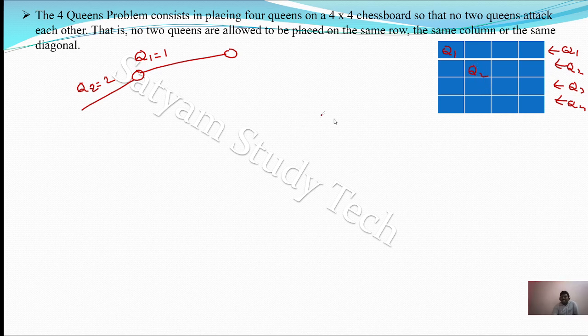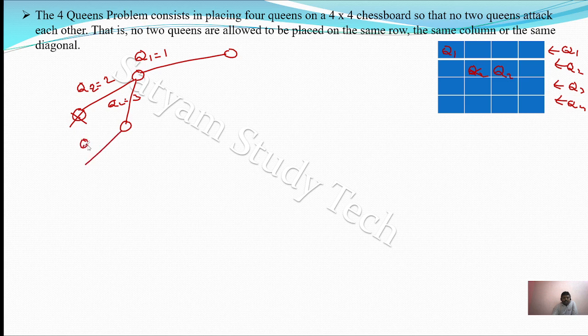Now it is a diagonal attack. If you expand this, there is no solution because of the diagonal attack, so you can kill this node. Now backtrack. Q2 may be in the third column, so here there is no attack, then you can expand.